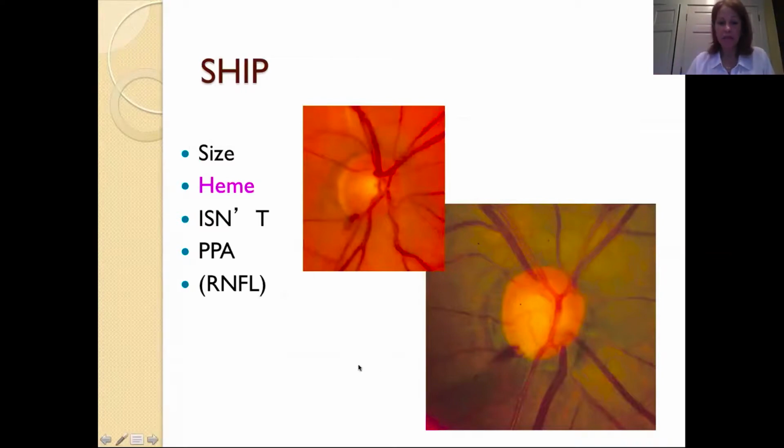Here we need to look for hemorrhages. Here's a small hemorrhage in one eye. Here's a small hemorrhage at the edge of a notch, with nerve fiber layer thinning next to it.